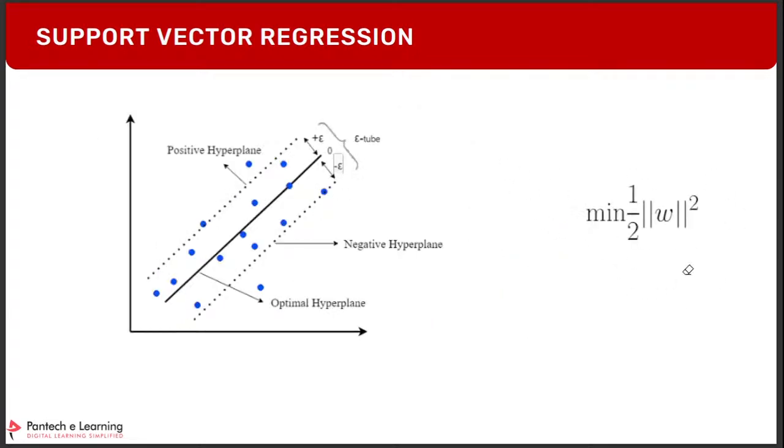And this is the formula for it, which is 1 by 2, and the value here is to be minimized. So the maximum number of points should be inside of this.